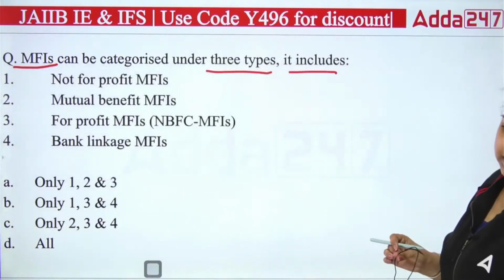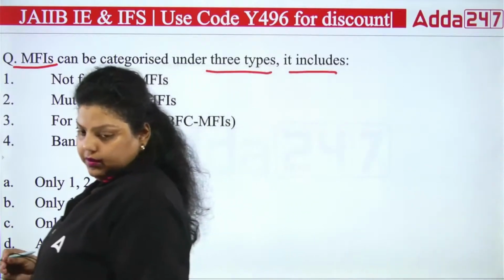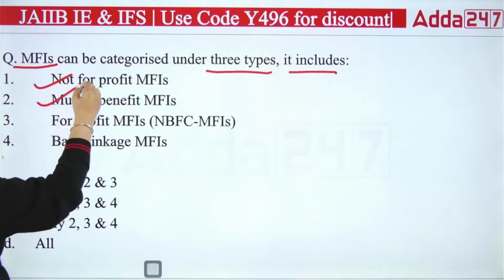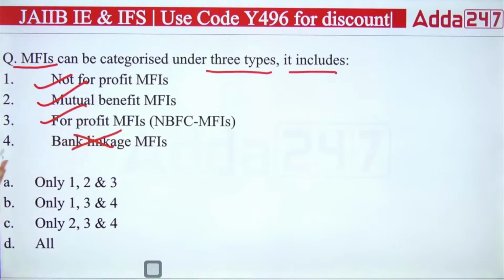One, two, three is correct. Rekha ma'am is saying A. B and A and C. D भी आ रहा है. Okay, everyone is giving different answers. Why? Okay, so right answer here actually is not for profit, mutual benefit, for profit. No such kind of bank linkage microfinance institution is there. So your right answer will be first, second and third. It means A option. Right answer is A, that is first, second and third.